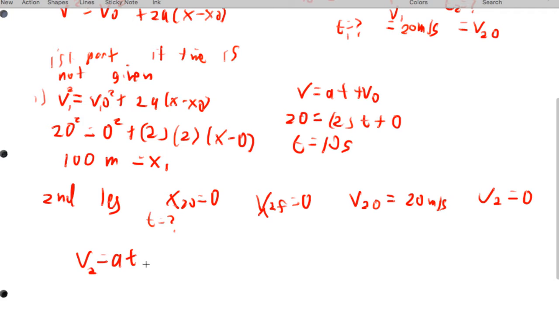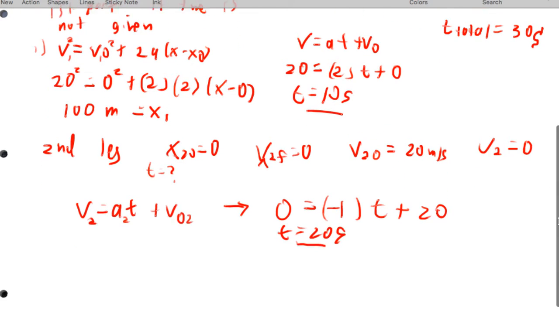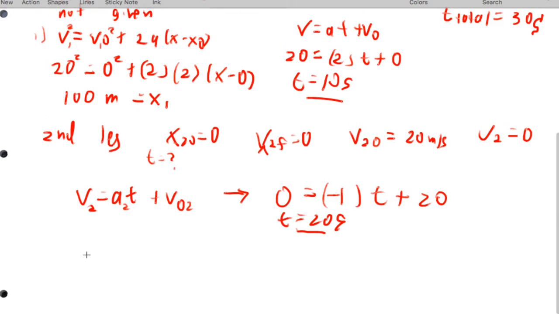So v2 equals a2 t plus v naught for the second part. We know we end up at 0. Our acceleration is negative 1. We have a time t that's unknown, and we started off with a speed of 20. So our time to slow down is 20 seconds. The first thing we can do is add our times, and we get that t total is 30 seconds.